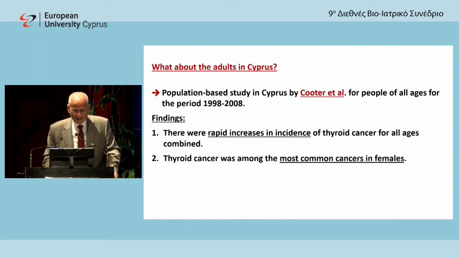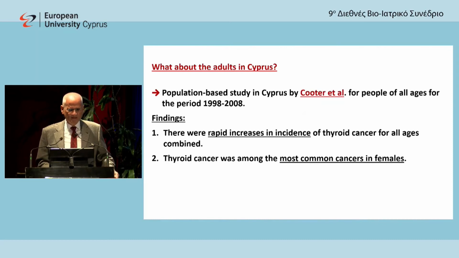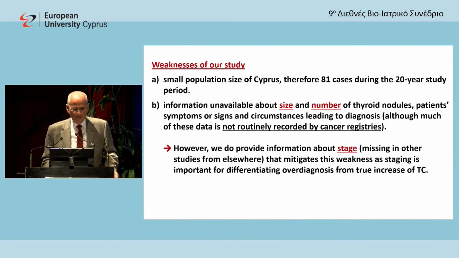What about the adults in Cyprus? Well, this was studied for the decade 1998-2008 by Kuder and others, and they also show rapid increases in incidence of thyroid cancer for all ages, and again, more common in females.